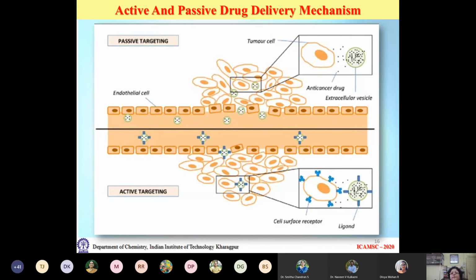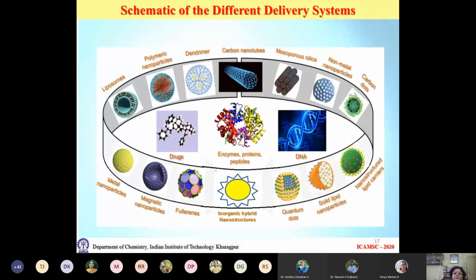Usually we can always think of a system in the best possible manner. We can have a system where the active and the passive delivery mechanisms work together in combination. So what are the delivery systems which we have? You can see from the diagram, you have a number of them. You have the liposome, you have the polymeric nanoparticle, dendrimers, you have the carbon nanotube. So many things are there.